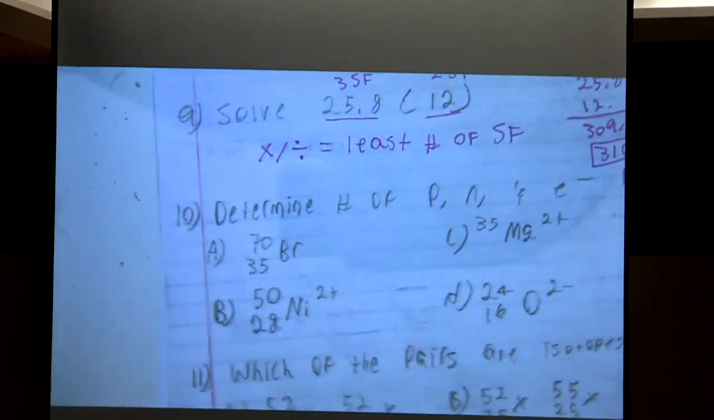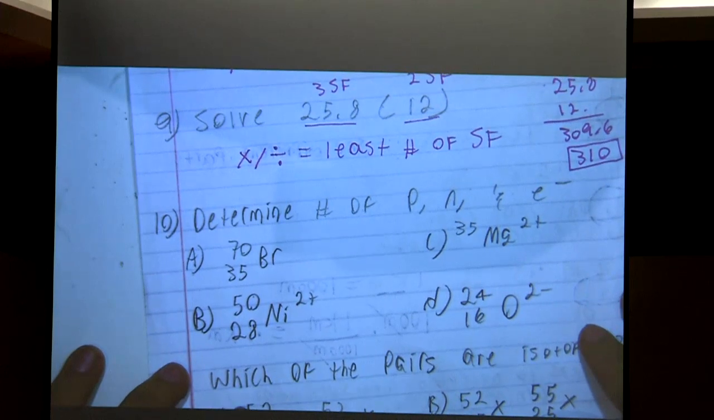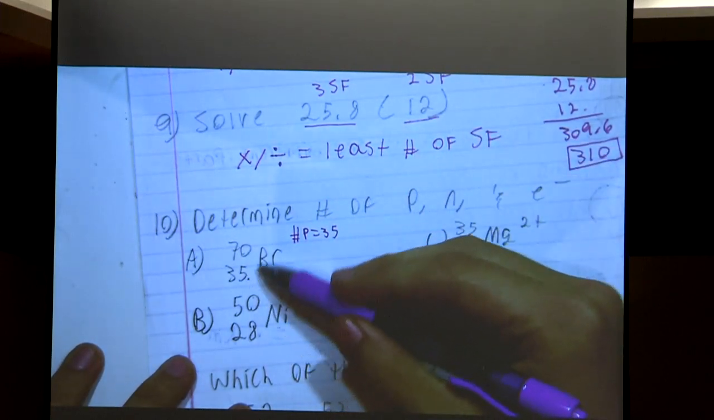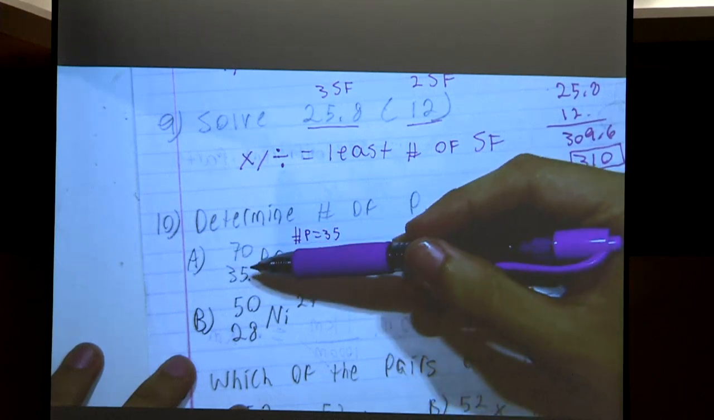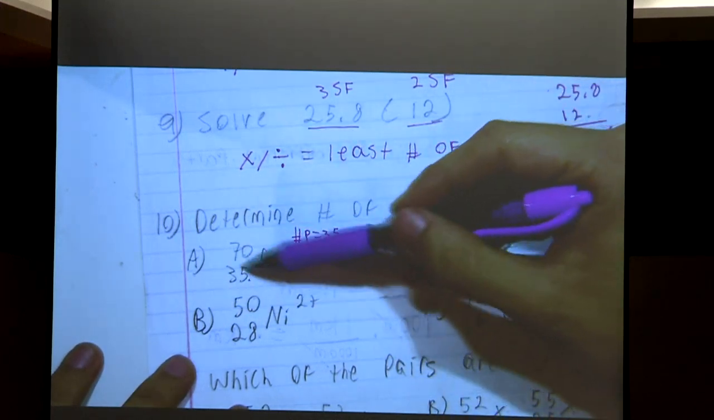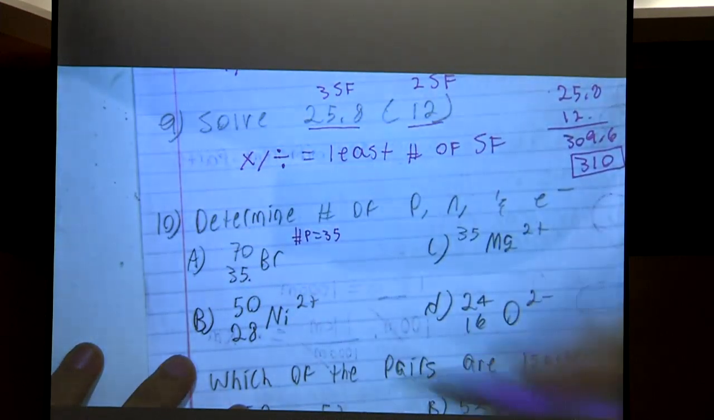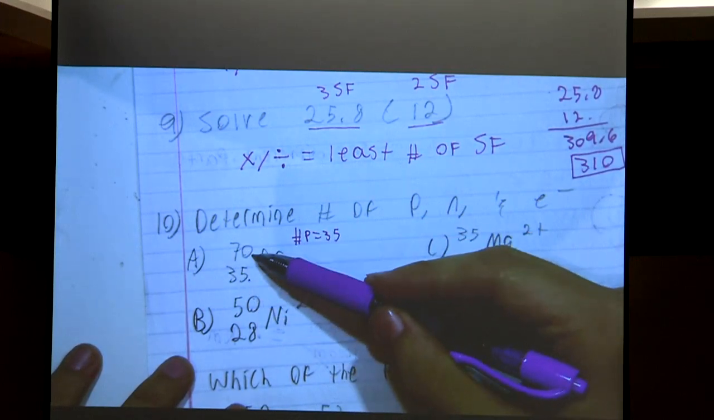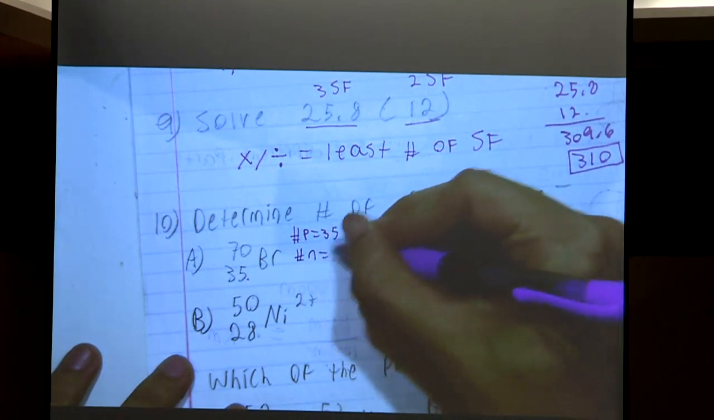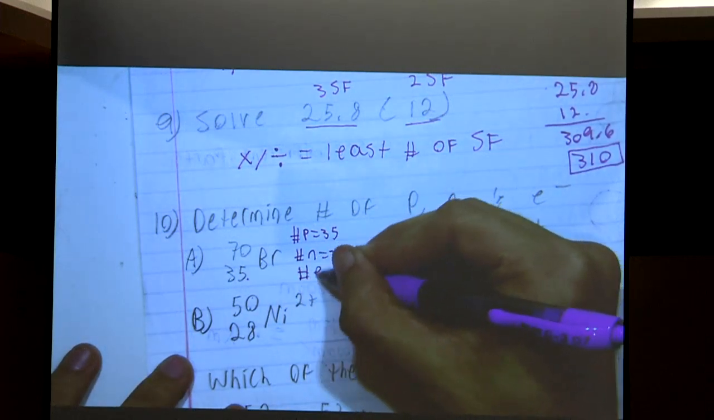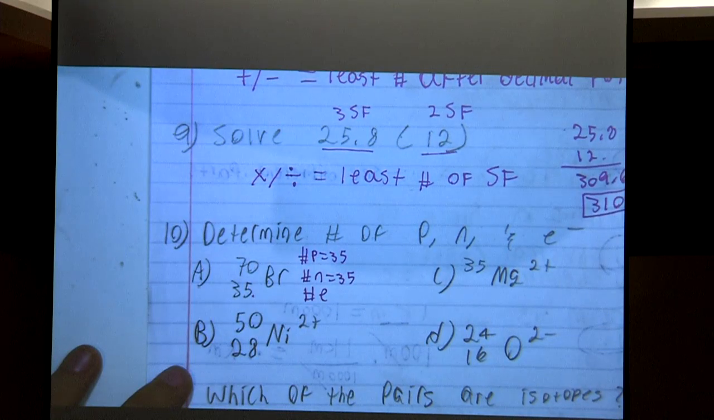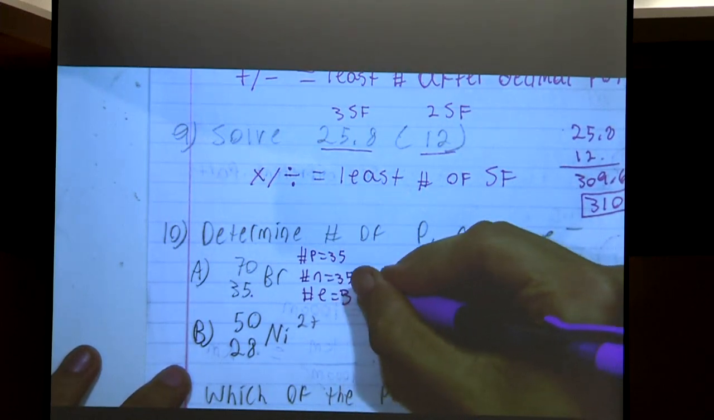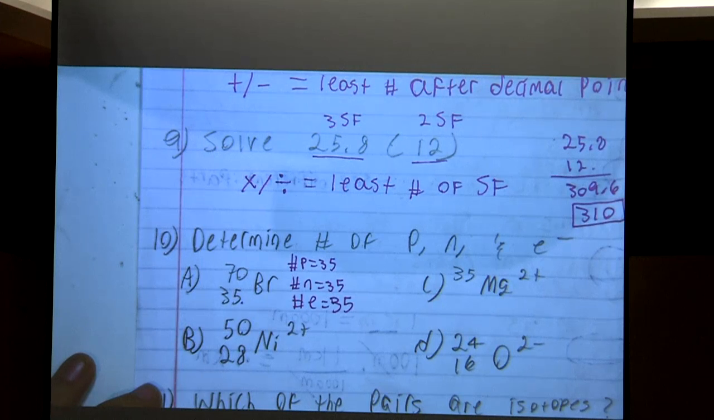So our first one, we have 70, 35 bromine. So the number of protons would be 35, right? Just the bottom number. The number of neutrons is the top number minus the protons. This top number is neutrons plus protons, and this is just protons. So if you subtract 35 from 70, that's going to give you the number of neutrons, which is 35. And the number of electrons. So this bromine has no charge, which means that its number of protons and its number of electrons is perfectly balanced. So it's also got 35 electrons. So 35 for all three particles there.